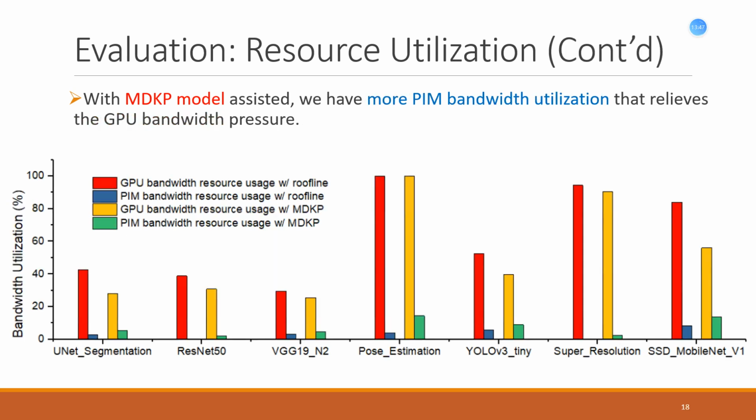The memory bandwidth utilization also shows similar trends. With the MDKP model assisted, we use more PIM bandwidth, thus relieving the GPU bandwidth pressure. Although the PIM bandwidth utilization improves only a few percentage points, considering that the PIM bandwidth is 8 times higher than the GPU bandwidth, a little more PIM bandwidth utilization can help to save a lot of GPU bandwidth resources. Therefore, we can achieve higher inference performance.